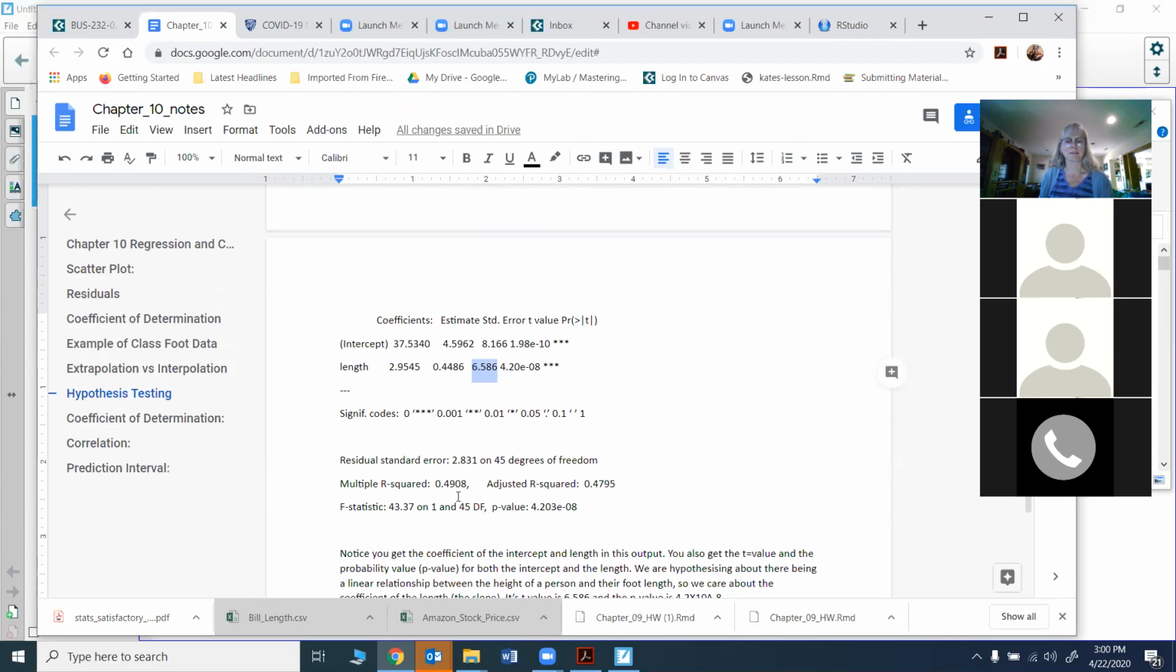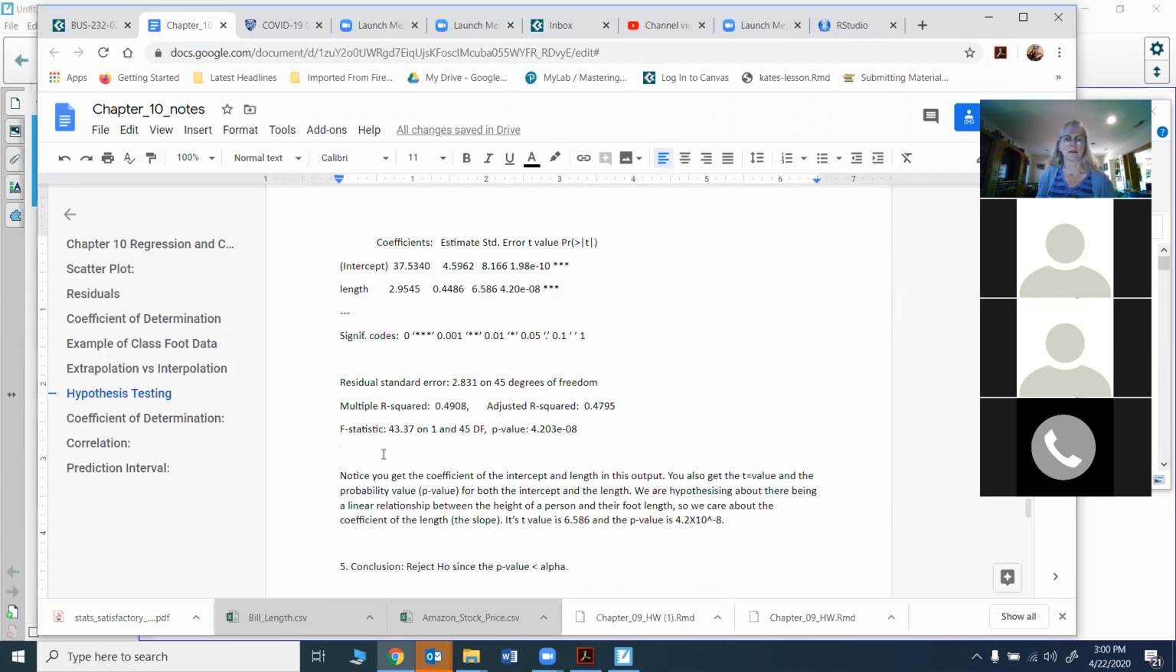So my test statistic, and I think I wrote some things down here. This just gives you some idea. But here's my test statistic. Here's my t-value. That's 6.586. And then my p-value is 4.2. Remember that E means times 10 to the -8. So my p-value is 4.2 times 10 to the -8.